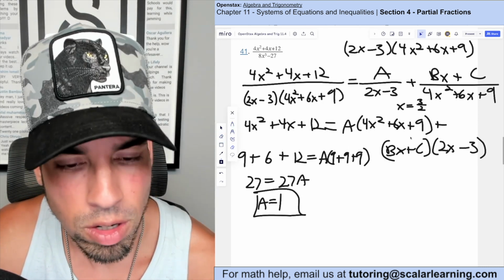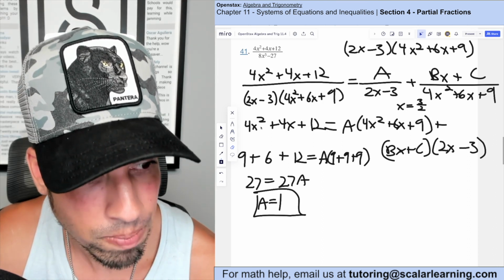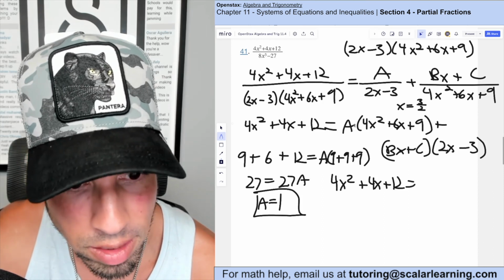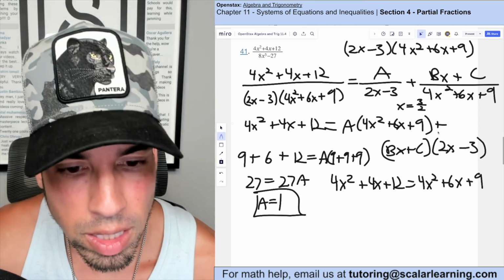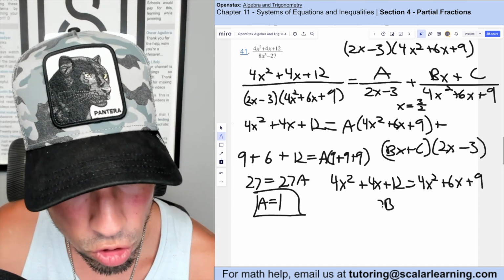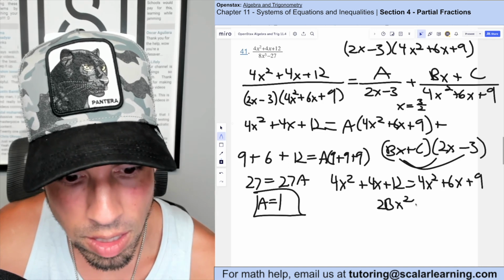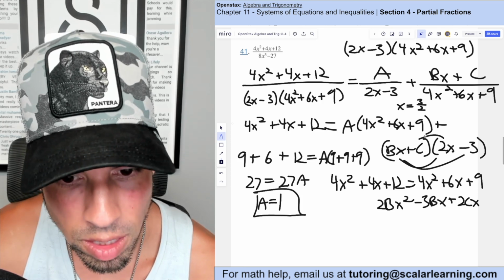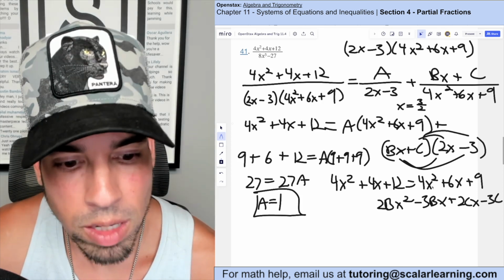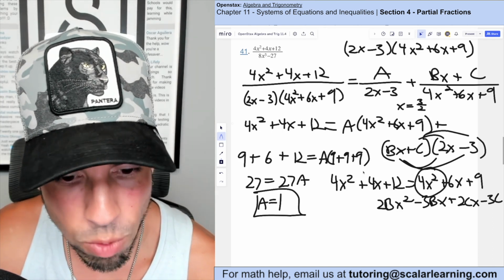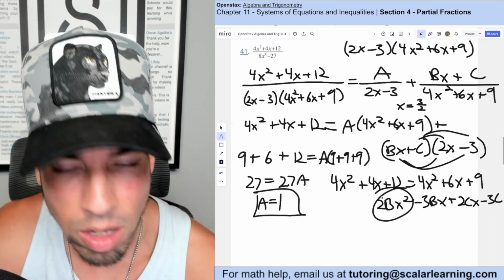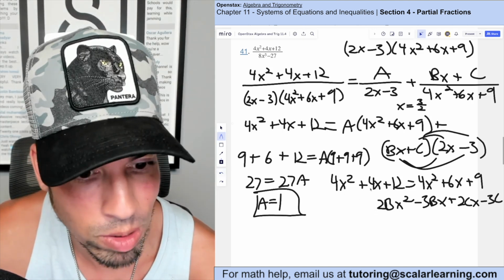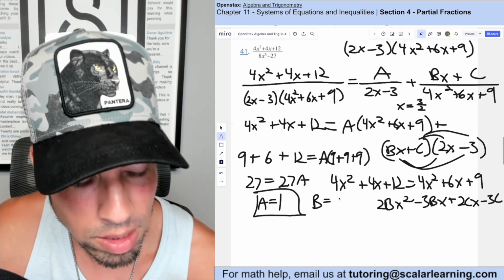And what we're going to do is we're going to go ahead and rewrite everything. So first we got 4x squared plus 4x plus 12 is equal to, since a is 1, a times all of this is just 4x squared plus 6x plus 9. And then plus this FOILed out, which is b2x squared, those two multiplied, and then minus 3bx plus 2cx, and then minus 3c. Okay. So we can figure out what b is pretty quickly because the 4x squared and the 4x squared matched up, and then this is the only other x squared. Well, if these two are supposed to be matched up, b has to be 0 because this can't happen, right, for these two sides to be equal. So b has to equal 0.